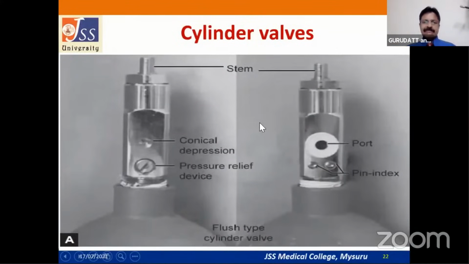Now coming to the cylinder valves. Cylinder valves are not made of molybdenum steel. You should always know that they are separate parts. They are made of brass and chromium plated. On the side that you connect to the machine, you have the pin index holes and the port. The opposite side has the conical depression, and just below the conical depression, of course not in Indian cylinders, you can also have a pressure relief device.